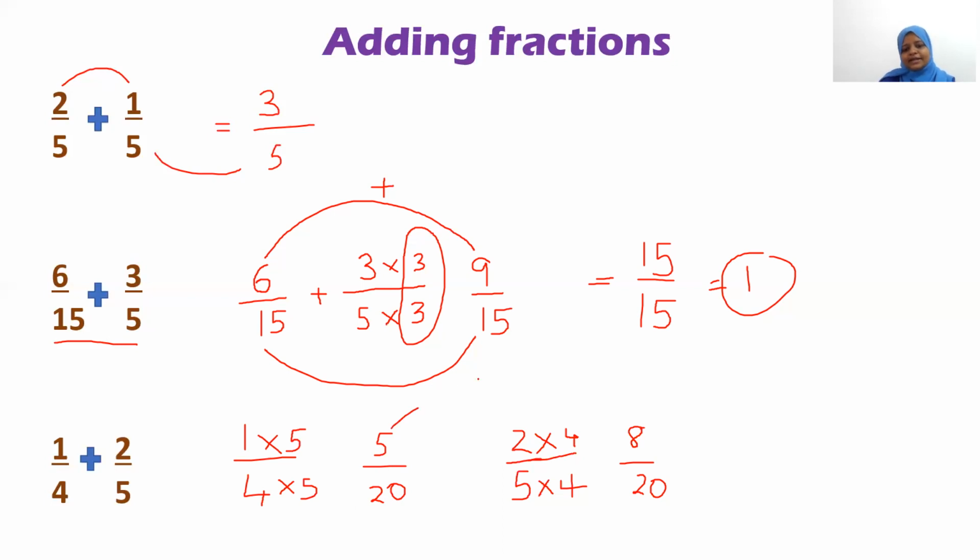Now you can simply add. When the denominators become same, children, you have no worries. That is the place where you have to start adding. Remember that in mind. The place where the denominators become same, you are done with your methods. You have to start adding. So 5 plus 8 is 13 over 20. So this is the answer.